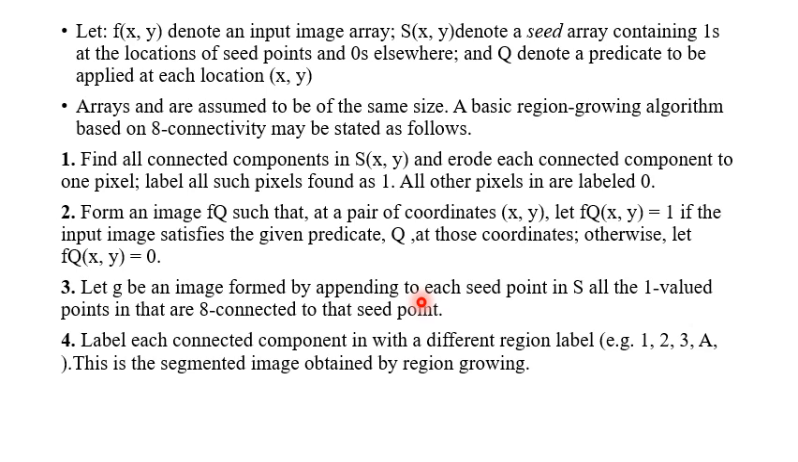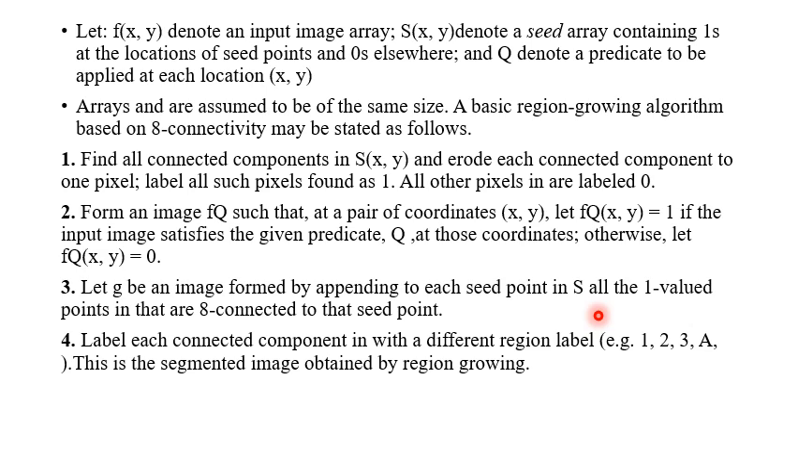So, if I have 5 seed points, I keep on growing those 5 points and make them 5 regions, right? So I'm going to append to each seed point in S all the one-valued points in that 8-connected region to that seed point. Then I'm going to label them as region 1, 2, 3, 4, 5.